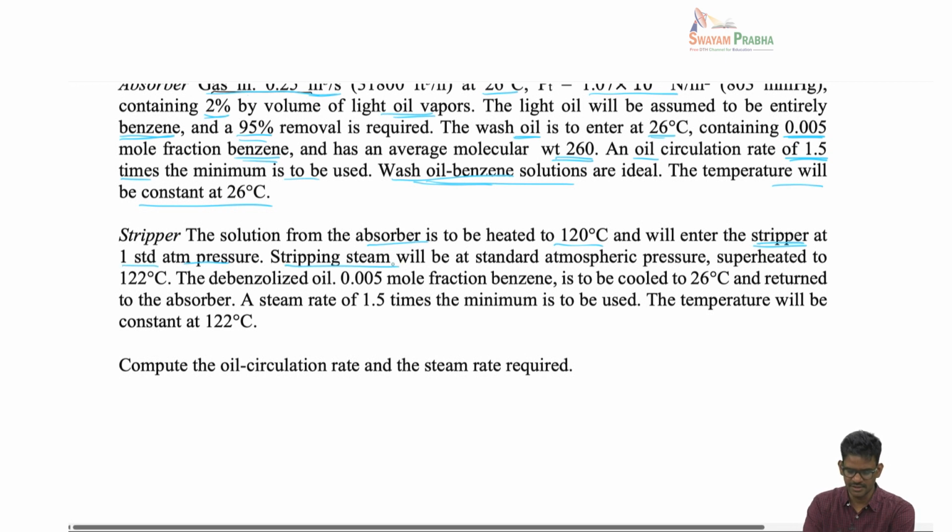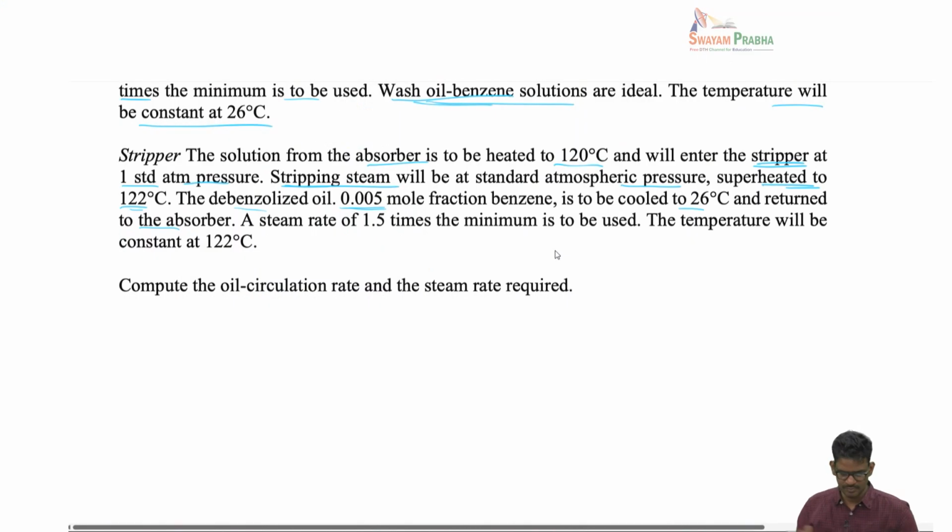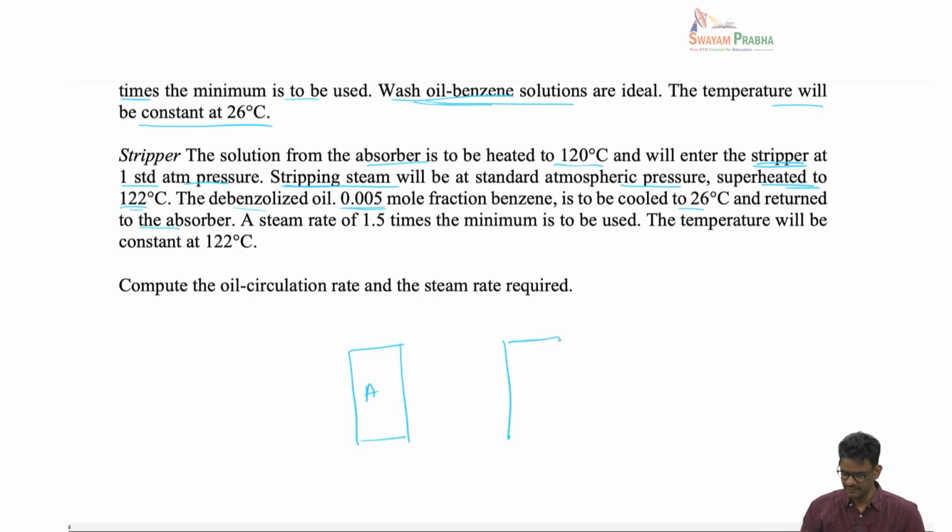Now we use a stripping stream which is operating at atmospheric pressure. This is superheated to 122. The debenzolized oil, that means having a particular mole fraction, is to be cooled to 26 and returned to the absorber. So basically we have a system of absorber and stripper, so that the wash oil can be used in the absorber, and later on the benzene can be removed from it and the oil recirculated back to the absorber. So if I have to plot this, you have an absorber and then you have a stripper.